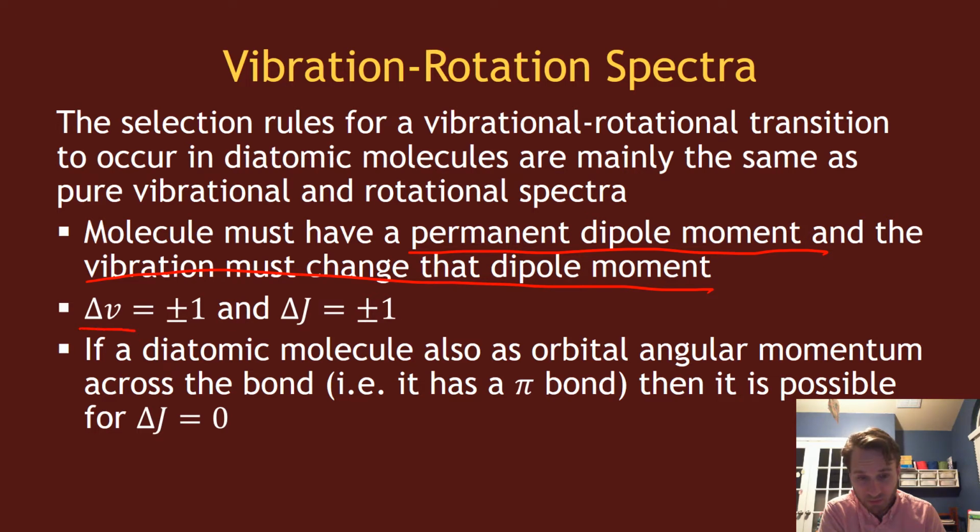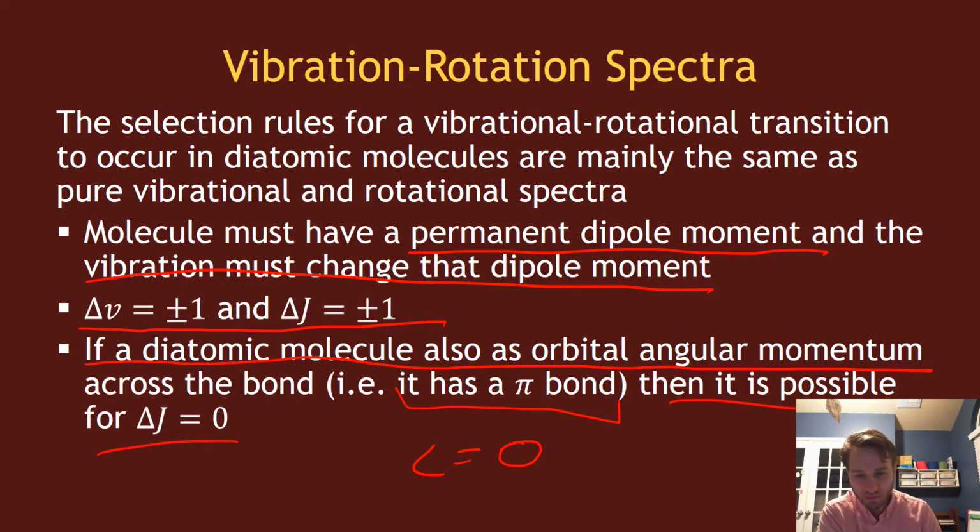The specific selection rules are that the vibrational quantum number and the rotational quantum number can change at most by 1. We'll note here that if you have a diatomic molecule with some orbital angular momentum across the bond, i.e., it has something like a pi bond, like CO for example, then it is possible to have delta J equals 0. This is possible for something like CO, but not for something like HCl. Otherwise, the selection rules are the same as for vibrations and rotations; we're just now doing these changes together.